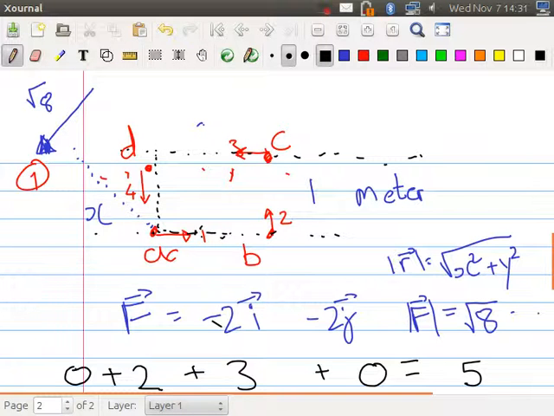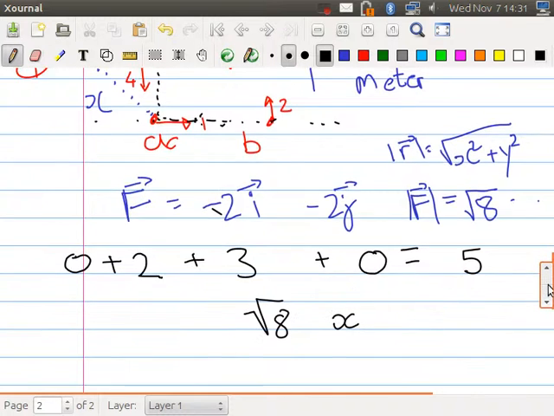Shouldn't 3 be negative? Well, it's going anti-clockwise, so that's positive, if I take this as the center. I better plug it in now. So anyway, the total's 5.